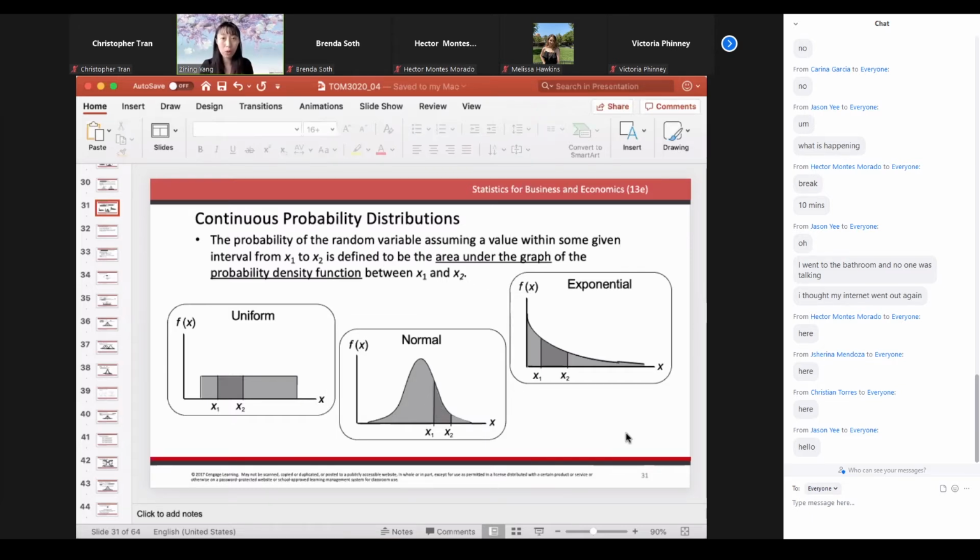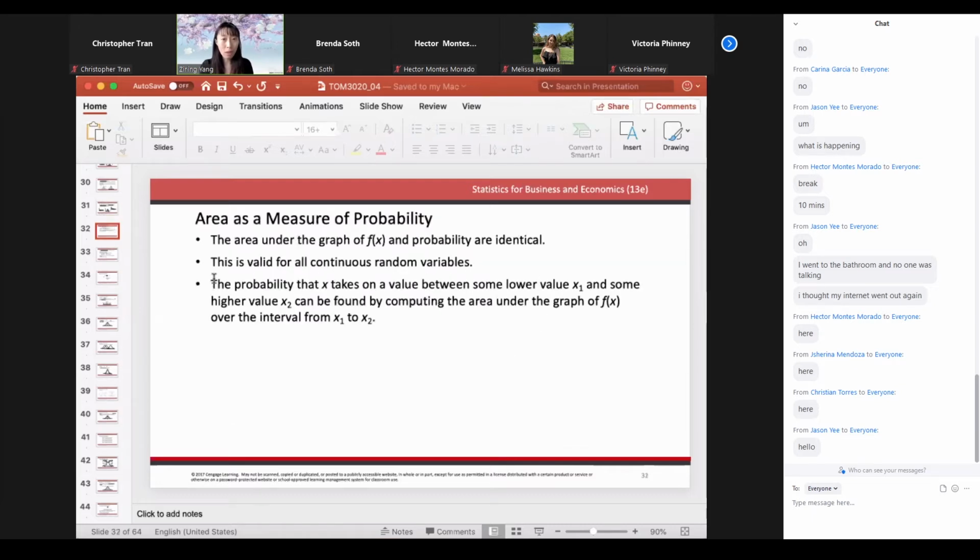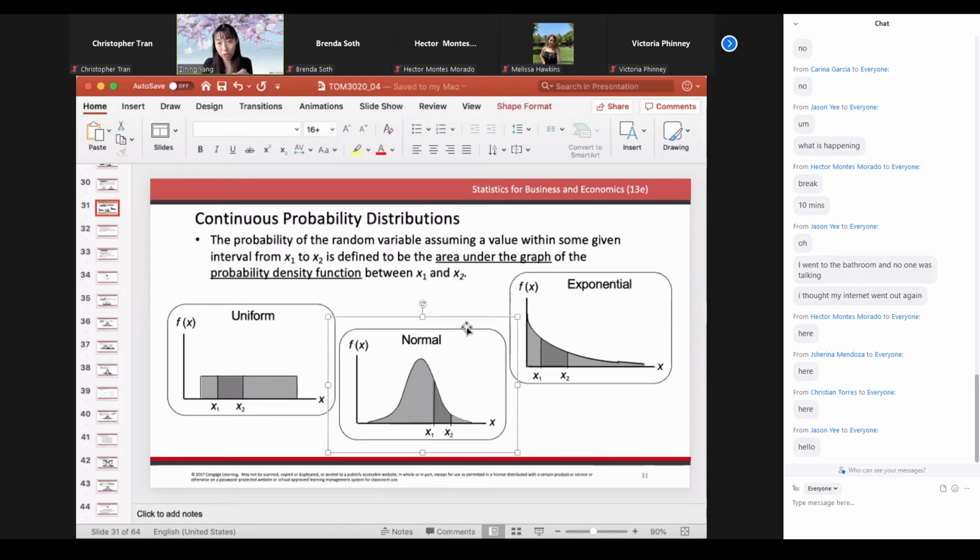So for example, the probability that x takes on a value between some lower value x1 and some higher value x2 can be found by computing the area in the graph over the interval between x1 and x2. So look at the darker gray. If we can calculate the area of that section, that becomes the probability of x taking those values.